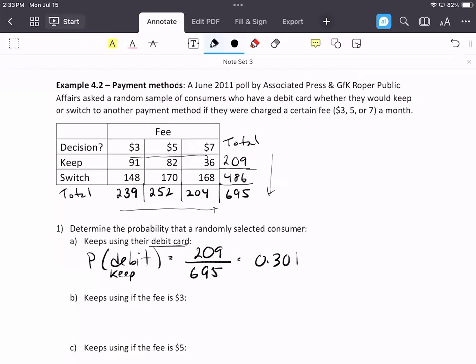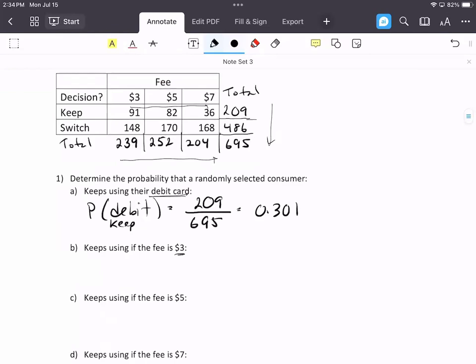Now, B said keeps using if the fee is $3. Well, now let's think about it. Is there a condition? Well, yes, we're not interested in whether they keep using their debit card or not. We're interested in only those people, if they charge $3, what the probability is that they will keep using their debit card. So what's the condition and what is not the condition? Hopefully you can say, okay, well, if the fee is $3, so there's my condition, that I'm only interested in the people who, when it's $3, keep using their debit.